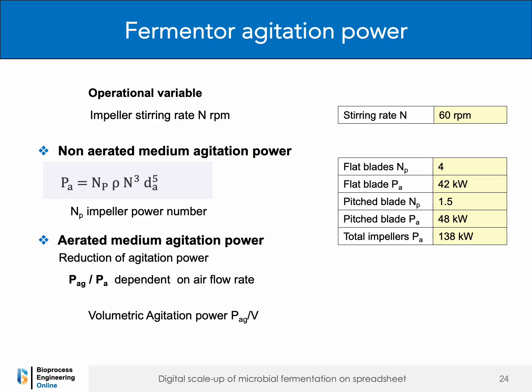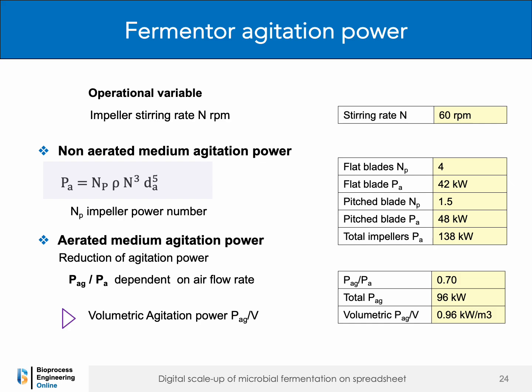In a second step, the aerated gassed power, PAG, is estimated. This power is reduced due to gas injection, with the reduction factor depending on the airflow rate. Assuming a PAG over PA ratio of 0.7, the total aerated power in the fermenter is about 96 kilowatts, corresponding to a volumetric agitation power, PAG over V, of 0.96 kilowatts per cubic meter.